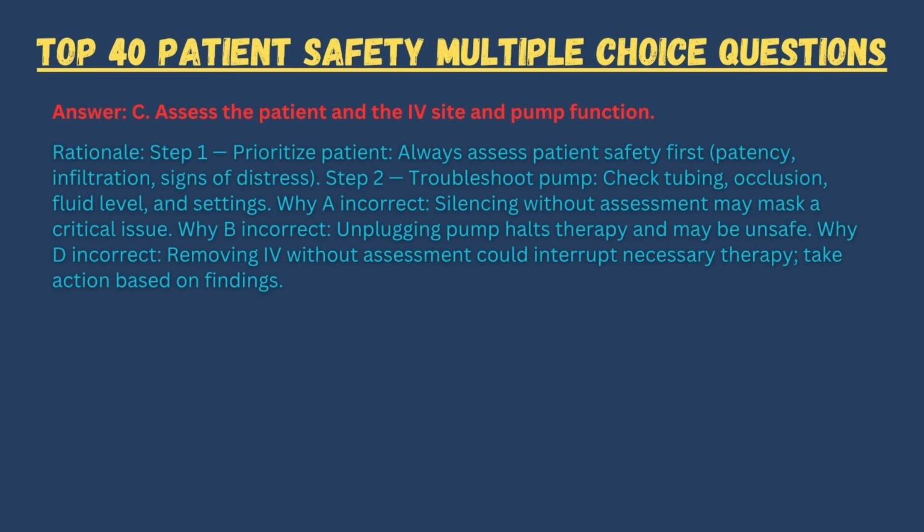Rationale. Step 1. Prioritize patient. Always assess patient safety first: patency, infiltration, signs of distress. Step 2. Troubleshoot pump. Check tubing, occlusion, fluid level, and settings. Why A incorrect? Silencing without assessment may mask a critical issue. Why B incorrect? Unplugging the pump halts therapy and may be unsafe. Why D incorrect? Removing the IV without assessment could interrupt necessary therapy. Take action based on findings.